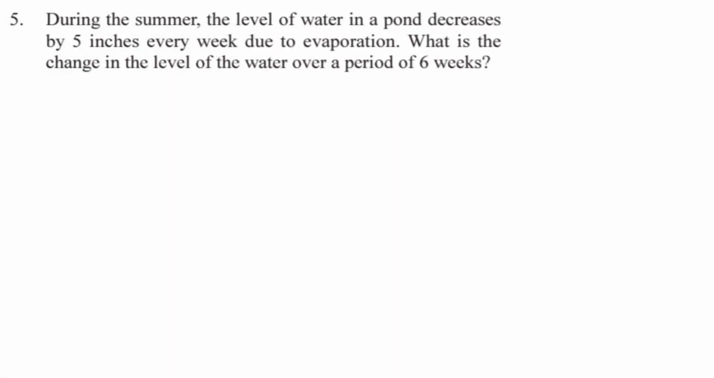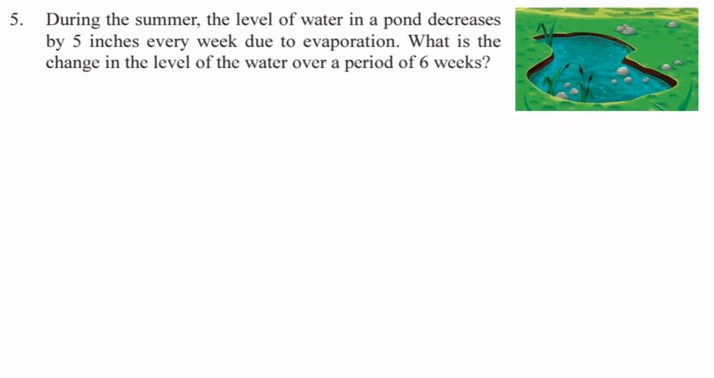Let us see the fifth question, children. During the summer, the level of water in a pond decreases by 5 inches every week due to evaporation. What is the change in the level of water over a period of 6 weeks? This is the question. Note that decreases means it is negative. So write the solution now, children.